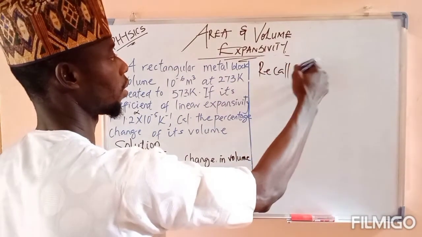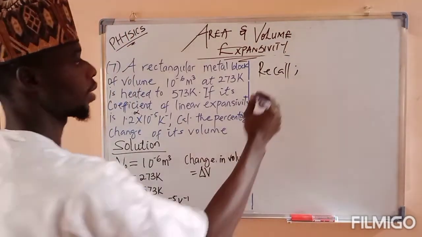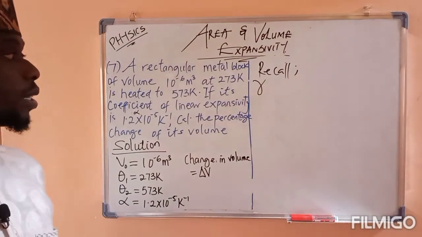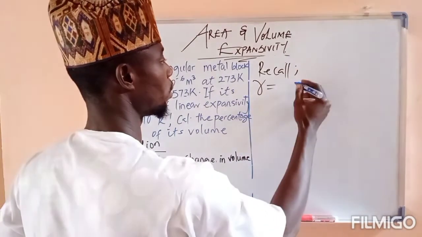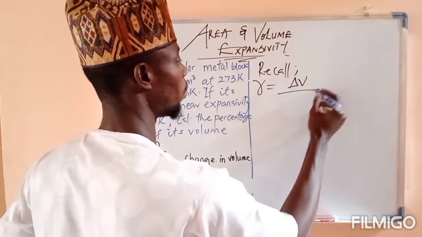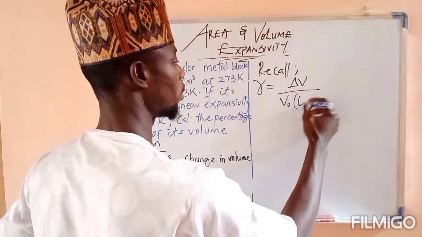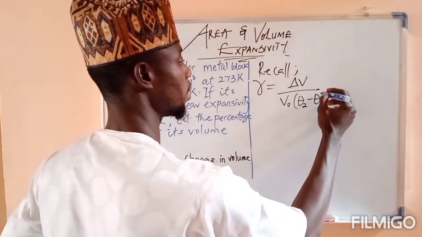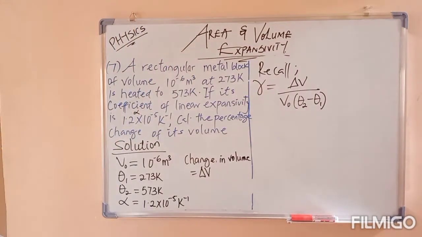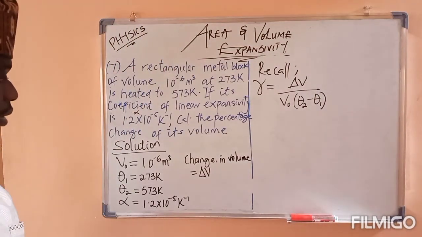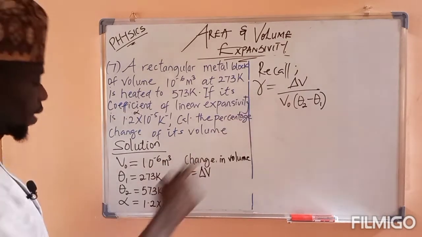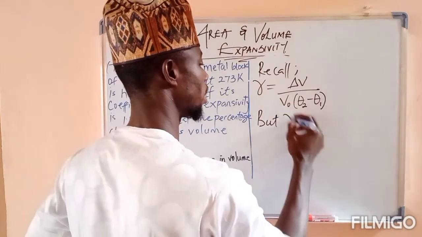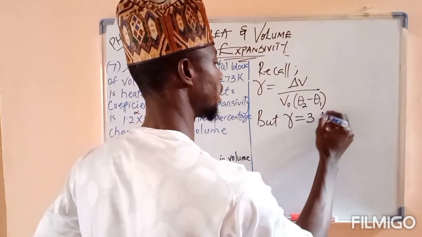So the next thing is to recall our formula. Recall that for volume expansivity, you have the coefficient of volume expansivity, gamma, which is equal to change in volume all over original volume into change in temperature, which is theta 2 minus theta 1. But in our question, there is no gamma. We are given alpha. But remember, gamma is equal to 3 alpha.